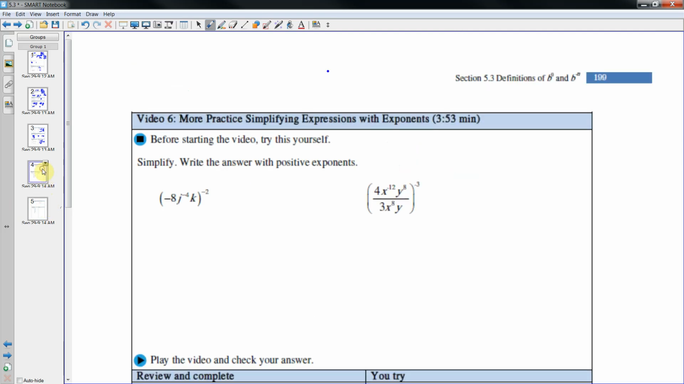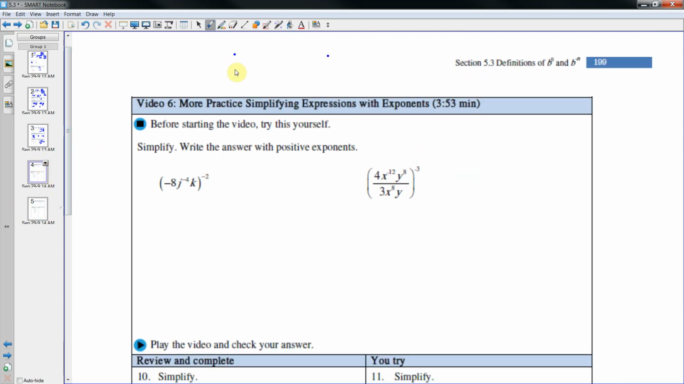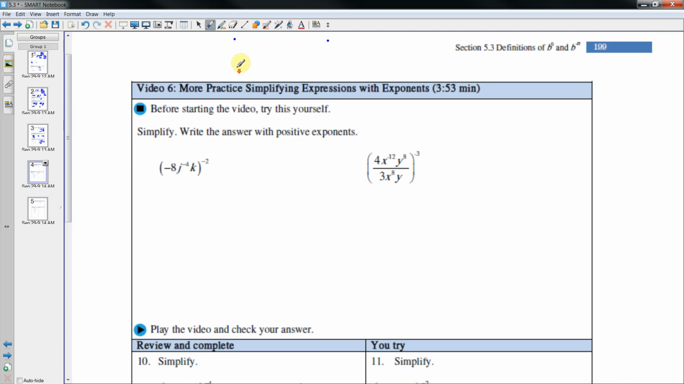Just looking real quick. Alright, so only using positive exponents. We have -8, j to the -4, k to the -2. So this could be a combination of any of the rules that we have used so far. So I'm going to have -8 to the -2, j to the -4 times -2 is going to be +8. And then on my k, there's an imaginary 1 there. 1 times -2 is -2. So you can see j to the 8, he is positive.